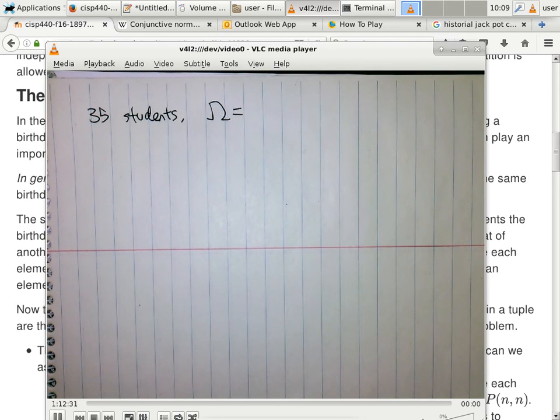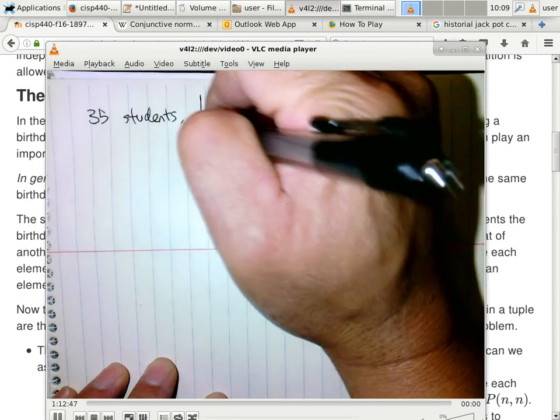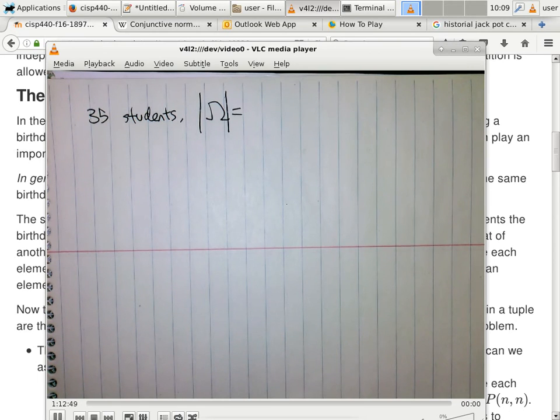The omega would be all possible outcomes. In other words, we're looking for all possible outcomes when we have 35 students in the class, and each student can pick one out of 365 days as the birthday. So what is the cardinality? I don't even bother to look at each individual item in omega because it's going to take a long time to even write one element. So I will just look at the cardinality of omega here.